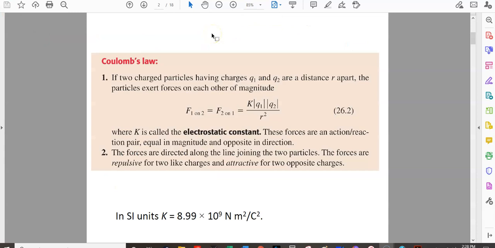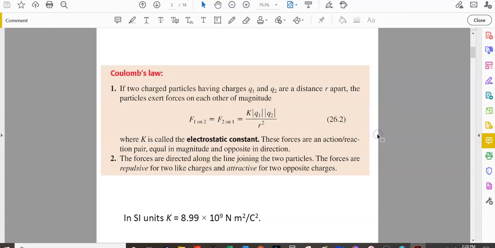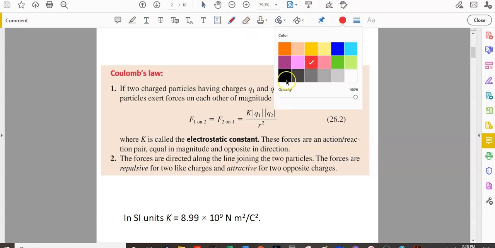Well, Coulomb's law is this. Coulomb basically measured this force, and he made a quantitative relationship between the charges of one object and the charges of another object. So I'm going to mark up this document. Again, to mark up a PDF in Adobe Reader, you go to the comments, and once that pops out, you close it, and then these tools will be available to you. And I like to use the pencil tool.